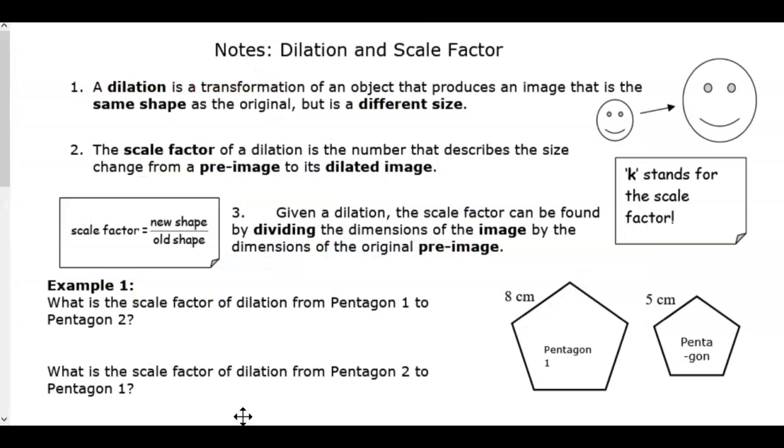Okay, notes on dilation scale factor. Now, everyone's got this sheet. Now, dilation. By the way, we got to know how to say this word. Dilation is how you say it. It's a transformation of an object that produces an image that is the same shape. So I want you to underline that, please. Same shape, but what? The size is different. Okay? Same shape, different size, right?